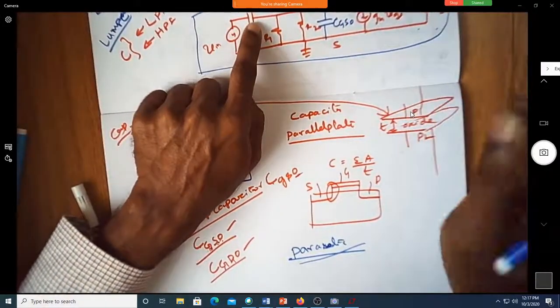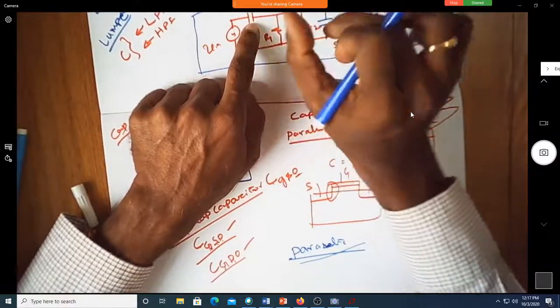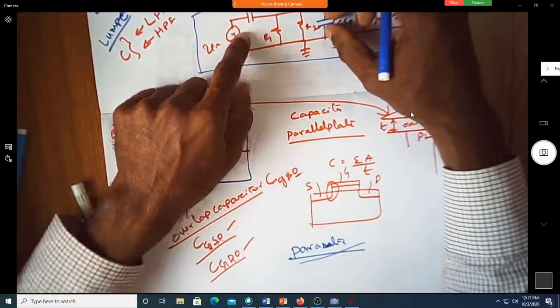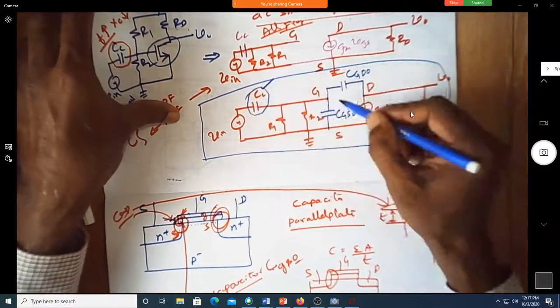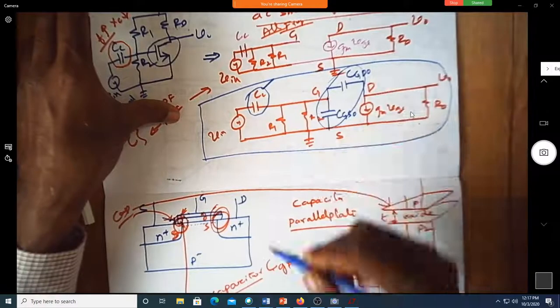These are all actually put in the circuit as a lumped element. These are all the parasitic capacitors. Getting the point? Yes, sir. This is lumped capacitance. These two are parasitic capacitors.